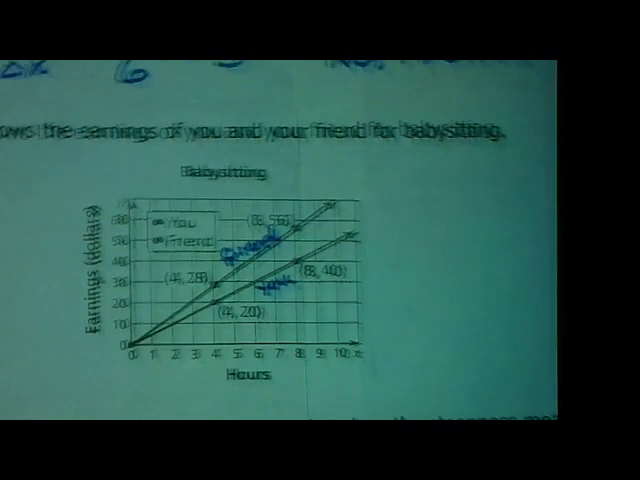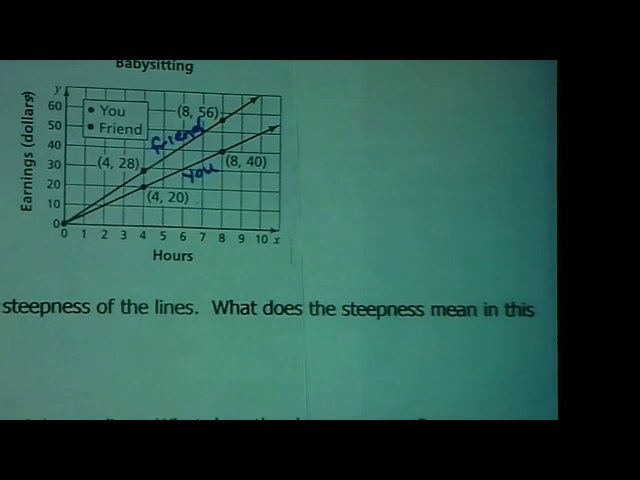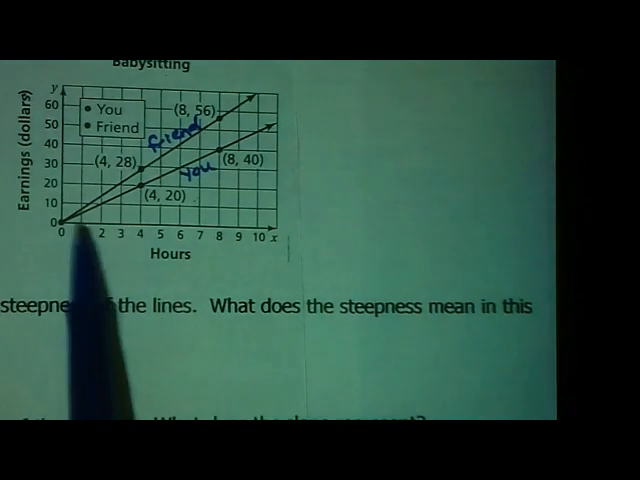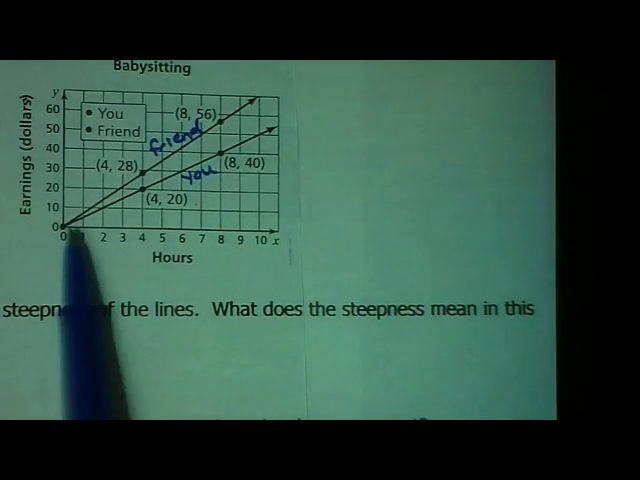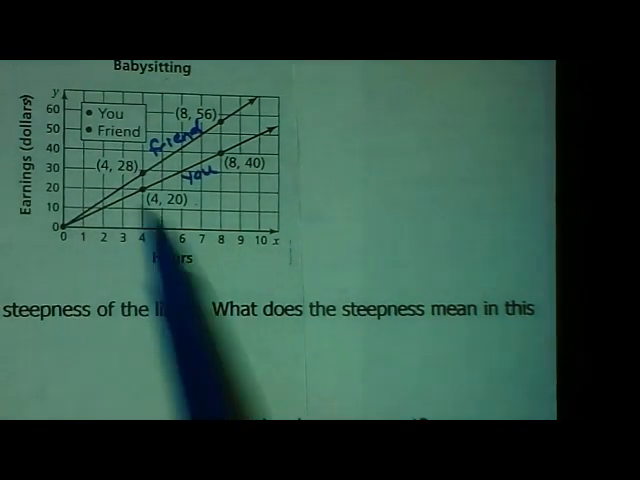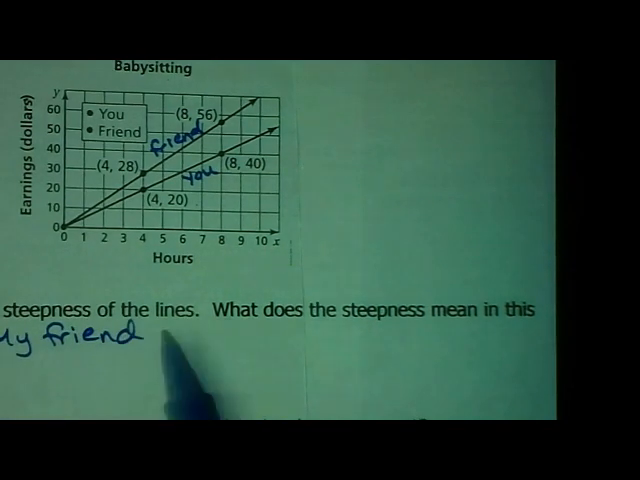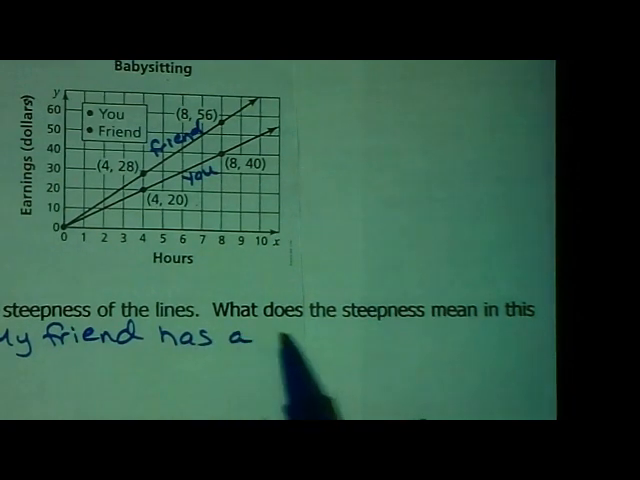Okay, you're being asked, question A, compare the steepness of the lines. What does the steepness mean in the problem? So basically, remember, steepness and slope mean the same thing. Which line would you consider to be steeper? I'm sure you notice it's your friend's. Compare the steepness. My friend has a steeper line.